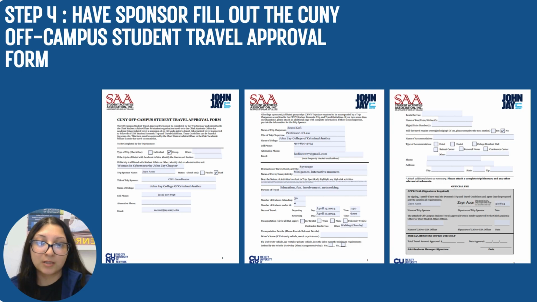When they were departing, so April 15th, the time they were leaving is 1:30. Returning was the same day, so April 15th, and they were coming back at 6 o'clock. For transportation for this event, since Spyscape is close by to the college, they chose walking, so they do not have to fill out any travel details because they are not taking private or public transportation. And lastly is just for your trip sponsor to sign.